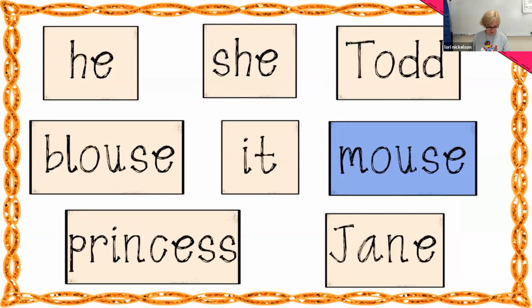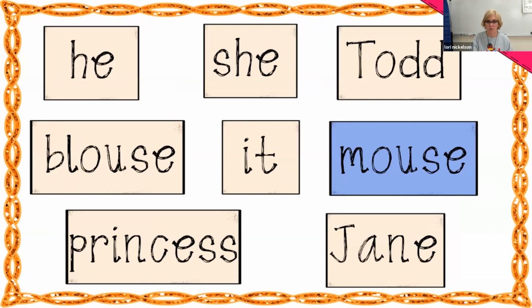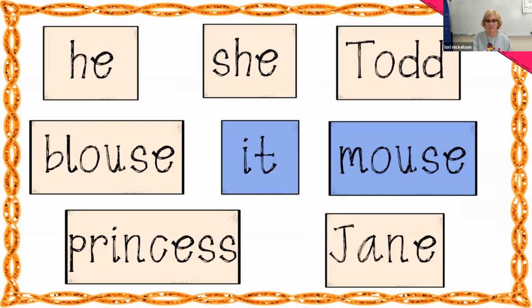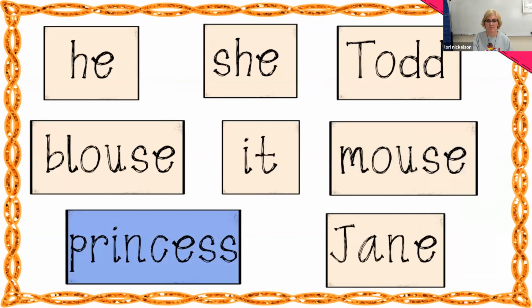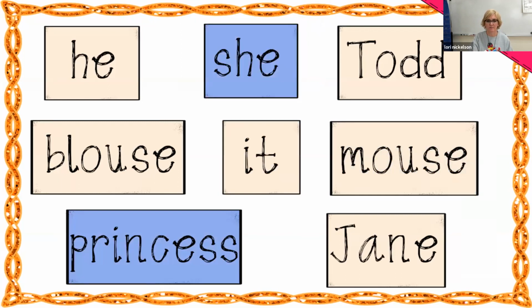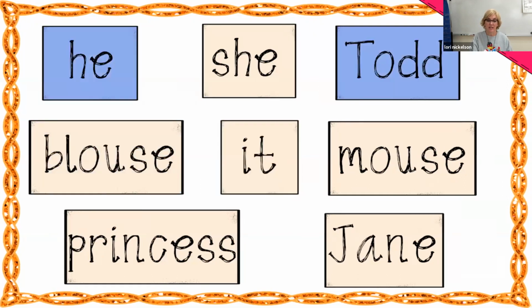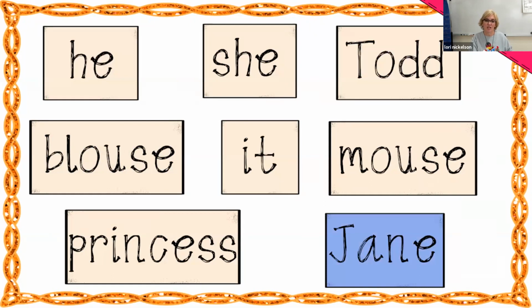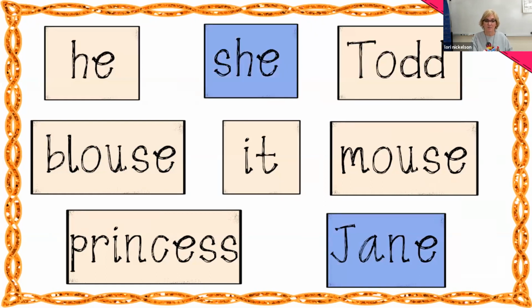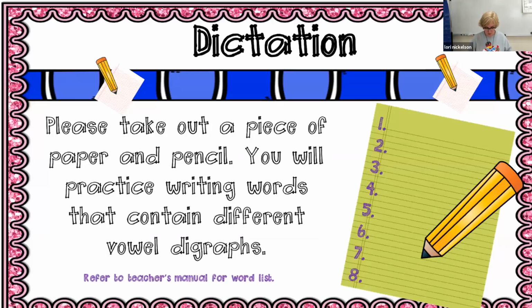So let's see here. Mouse, you would say what? It. Princess. She. Blouse. It. Todd. He. Jane. She. Okay, we are going to dictate now.